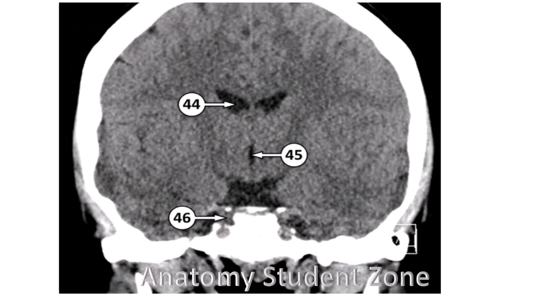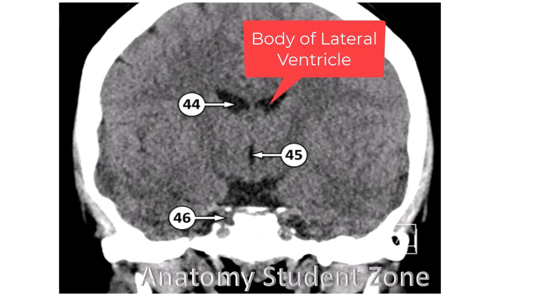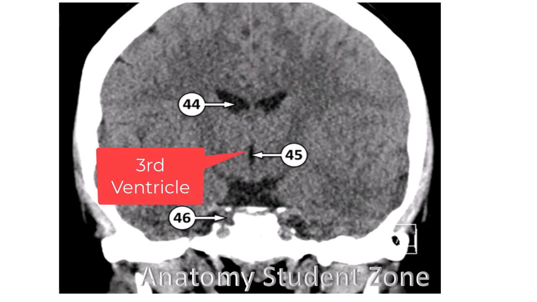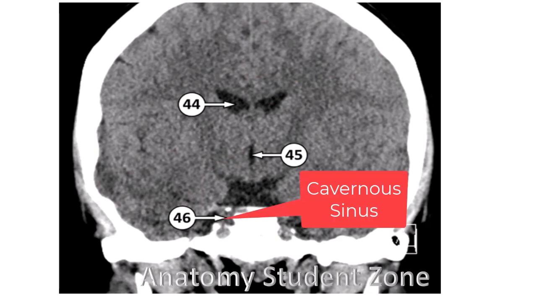This is CT head coronal section. 44 labeled over here is body of lateral ventricle, 45 is third ventricle, but we are not concerned with that. We are concerned with number 46, that is cavernous sinus. So you can visualize this sinus over here.